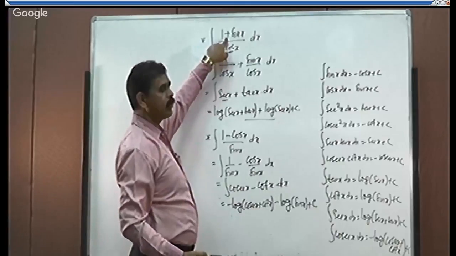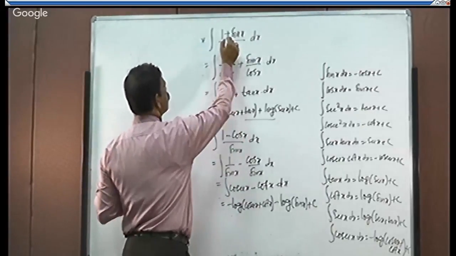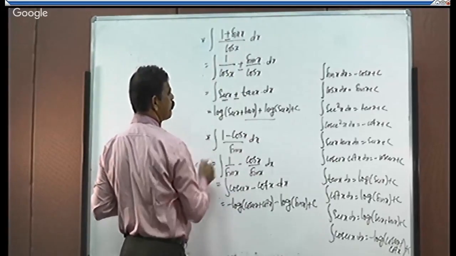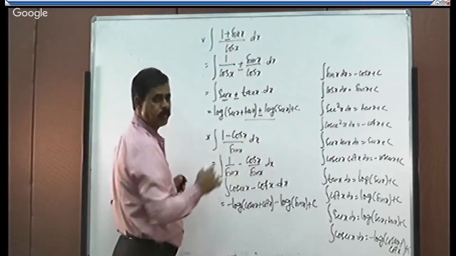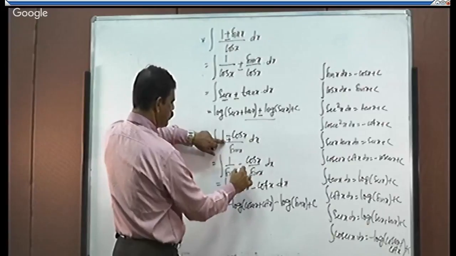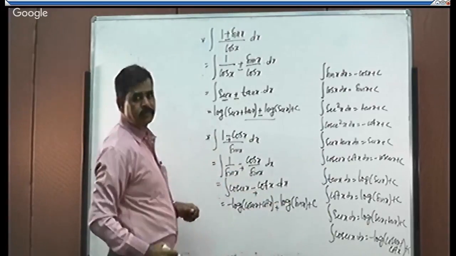Suppose if it is having a negative sign in this problem, what does it become? Minus 1 minus sin x. So this will become minus, this will become minus, this will become minus, right? Suppose if it is plus, the answer will be what? Plus, this is plus, this will become plus, right?